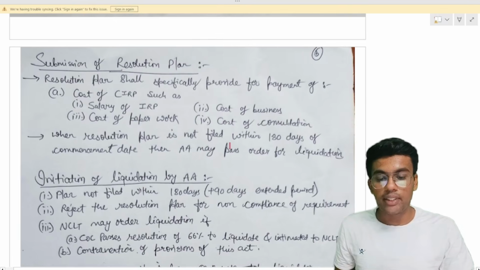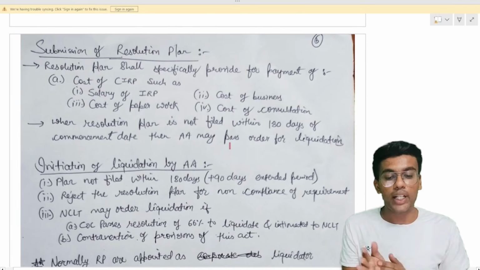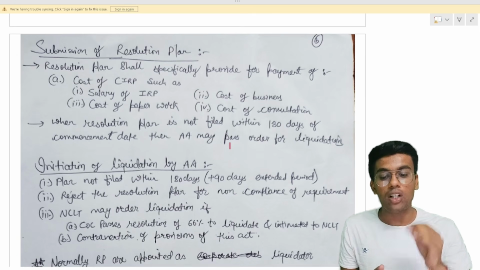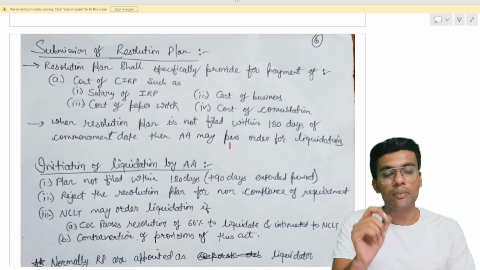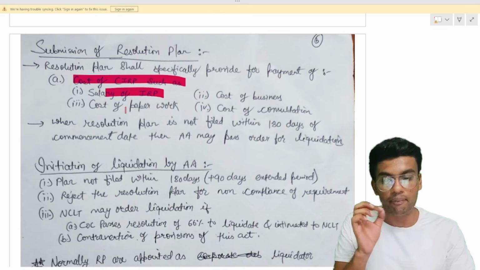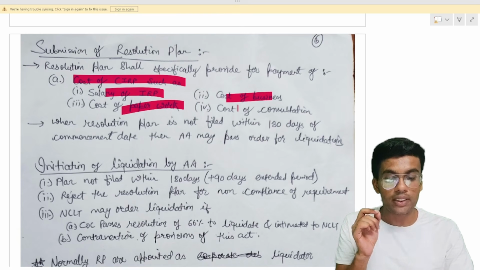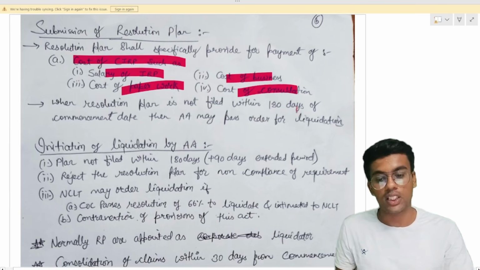Now moving on to the submission of resolution plan. Now resolution plan shall specifically provide for payment of what? Whenever you are going to submit a resolution plan, the resolution plan shall mandatorily provide for cost of CIRP, such as salary of IRP, cost of paperwork, cost of business, cost of consultation.